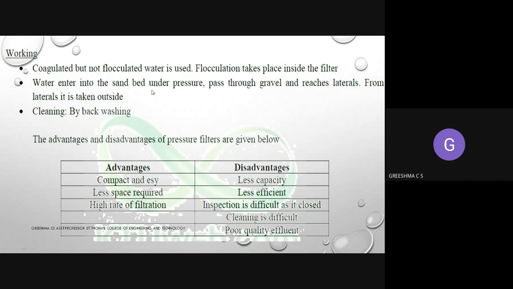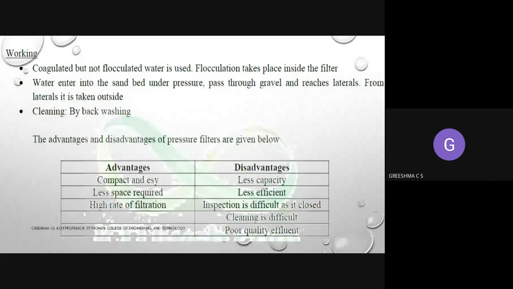Water enters into the sand bed under pressure, passes through the gravels and reaches the laterals. From the laterals, it is taken outside. Similar to the slow sand filters and rapid sand filters, first water will be entering into the filter bed. Because it is a pressure filter, water will be entering the filter bed under pressure. After that, the pressurized water will pass through the sand and gravels and reach the bottom portion. At the bottom there will be laterals to collect the filtered water, and the filtered water will be collected.